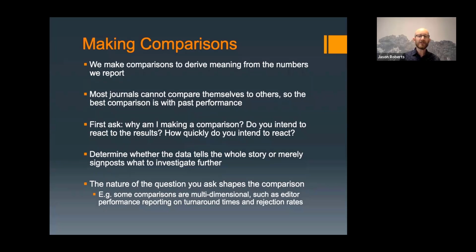Okay, so then determine whether the data tells the whole story or merely signposts what to investigate further. So that's what I'm saying. Look back, maybe plan to look forward and see what the actual true story is. The nature of the question you ask shapes the comparison. Some comparisons are multidimensional, and so it's not just data set A and data set B, and let's smush them together and see what we see. Sometimes you can do more than that.